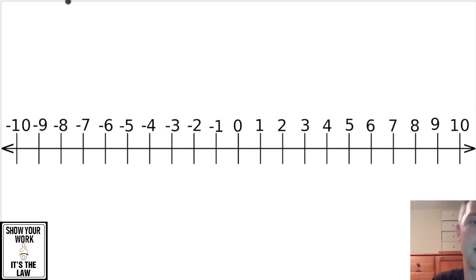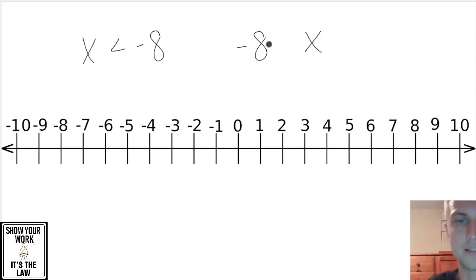What if we have x less than -8, or another way of writing that? Let's get used to finding both ways of writing it. Flip the numbers, so we have -8 and x, and then flip the sign. So instead of facing to the right, it's facing to the left. -8 is greater than x, or x is less than -8. So find the -8, and then go to the left because it's less than.